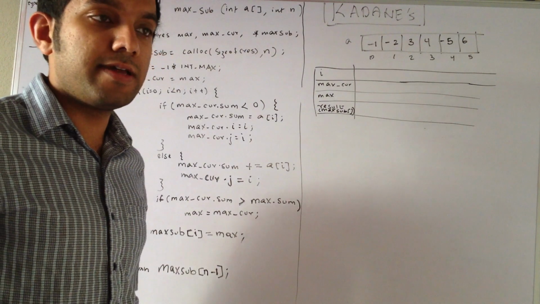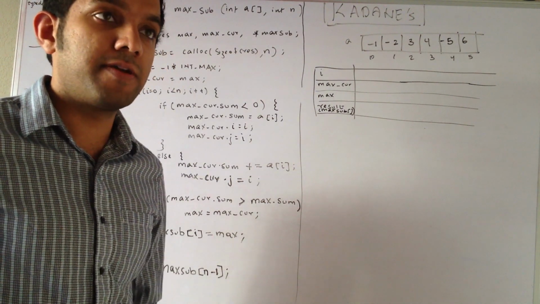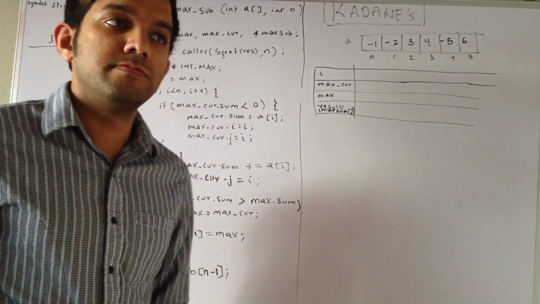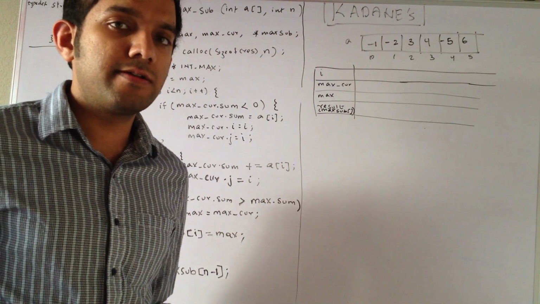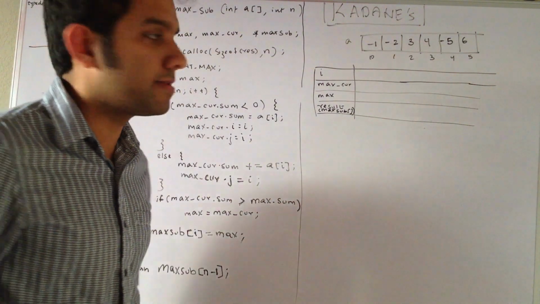The max variable keeps track of the maximum sum subarray that we have seen so far, starting from the beginning. Every time we see a better result, a better subarray, we update the max. So it's very simple what max is.